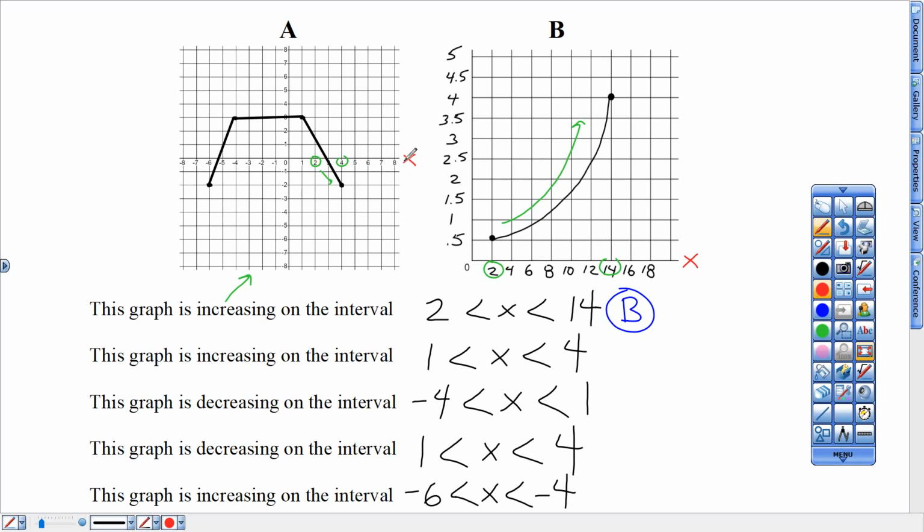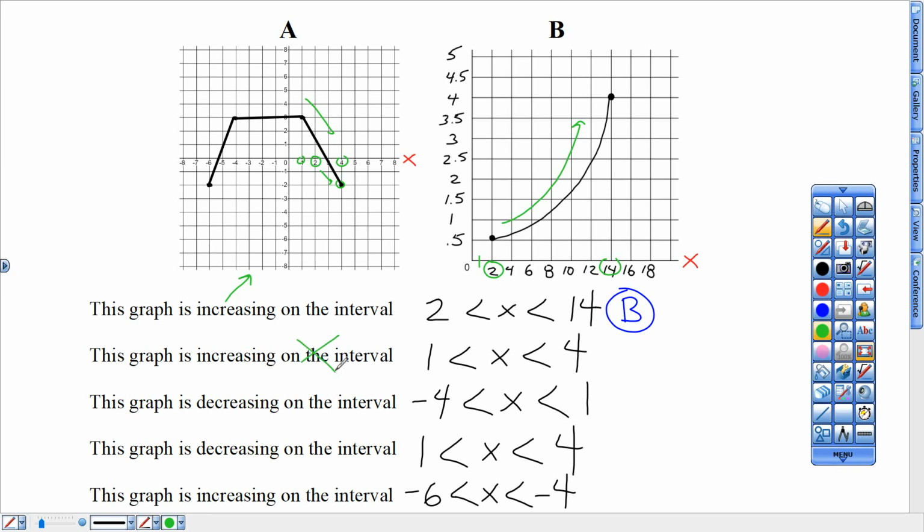Next one says increasing from 1 to 4. So I can see right here, there's no data for this one at 1, so it doesn't apply to B. So the only way it could apply would be to A. Looking at A, from 1 to 4, again going downhill, so that one doesn't apply to neither of them. So I'm just going to leave that one blank.